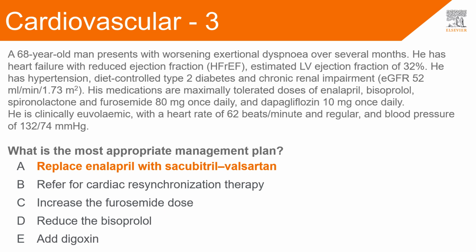Now, what about digoxin? Digoxin has a role in controlling the heart rate in atrial fibrillation, and it can also provide symptomatic relief in HFrEF, but it doesn't improve survival. Its use is considered when symptoms persist despite optimal therapy with the other agents that have been proven to reduce mortality. And in this patient, switching to an ARNI is a more appropriate step to improve prognosis before the consideration of the addition of digoxin.